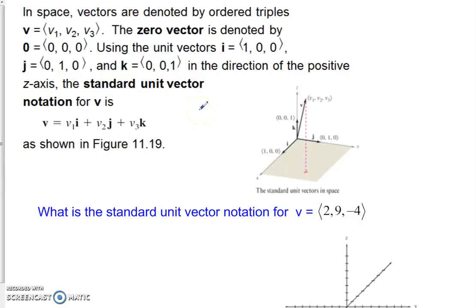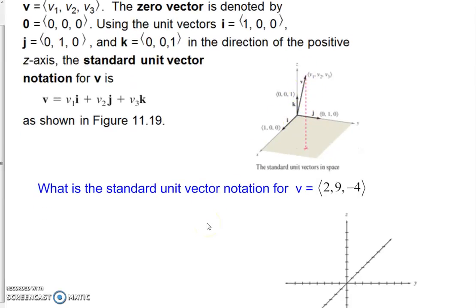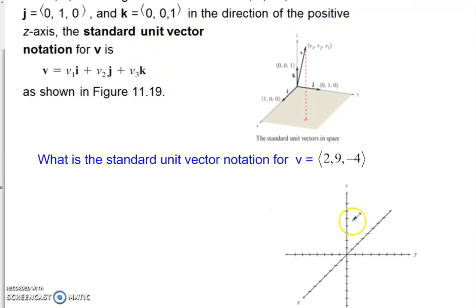The standard unit vector notation is V equals V1 times I plus V2 times J plus V3 times K. So that is that linear combination we talked about before. Okay, and you can see what's happening here. Here's an I, here's a J, here's a K, and then I've got some vector out here. Okay, what is the standard unit notation for vector V at 2, 9, negative 4? And we can draw that out if you'd like. I'm going to not do that here to save time.